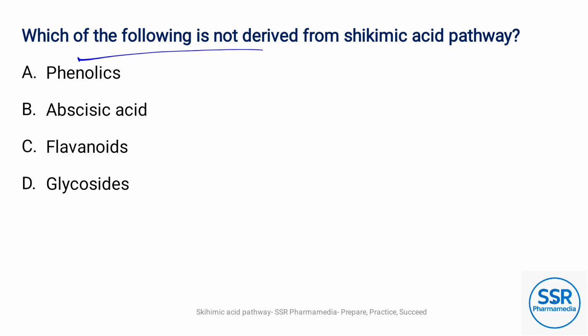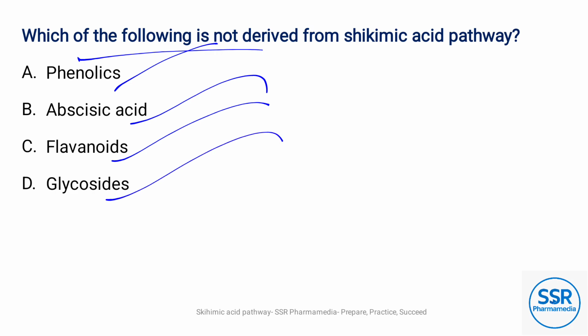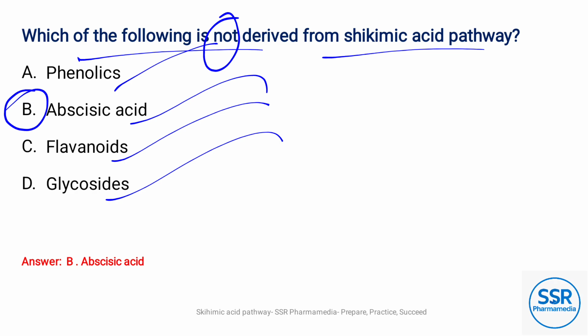Which of the following is not derived from the shikimic acid pathway? Option A, phenolics. Option B, abscisic acid. Option C, flavonoids. Option D, glycosides. So the answer is option B, abscisic acid. It is not derived from the shikimic acid pathway.